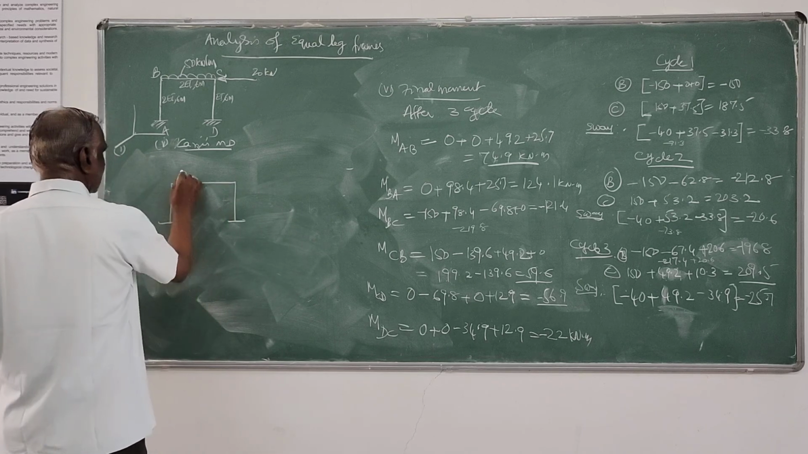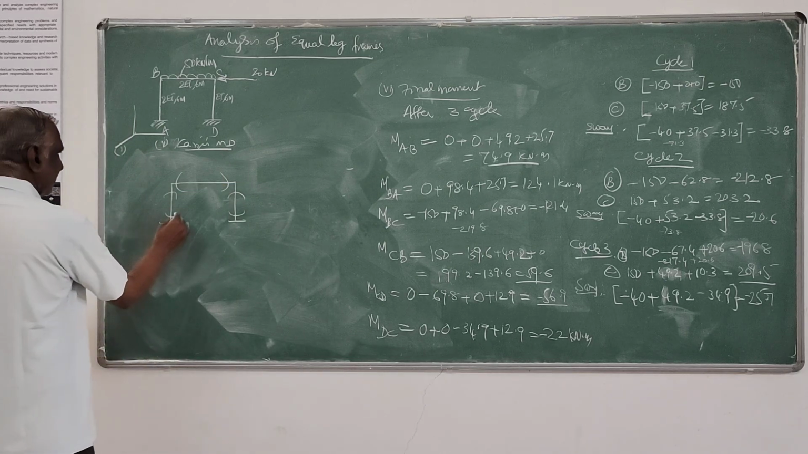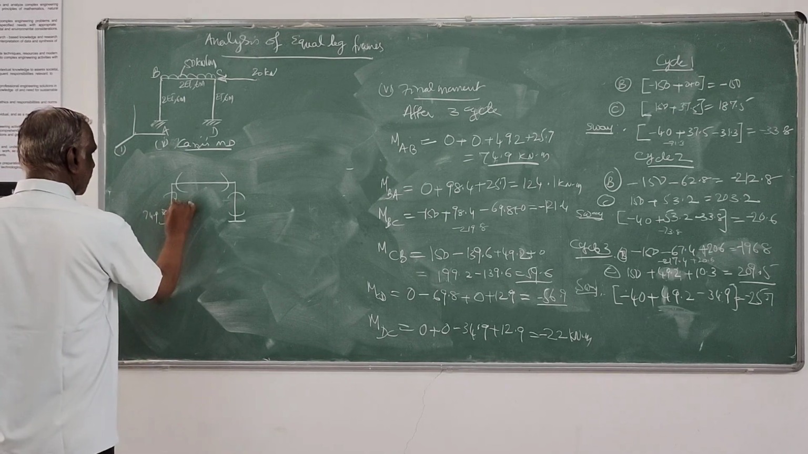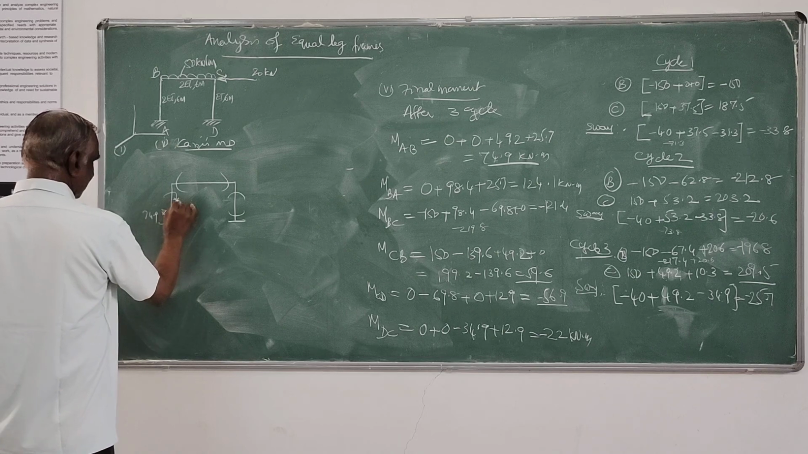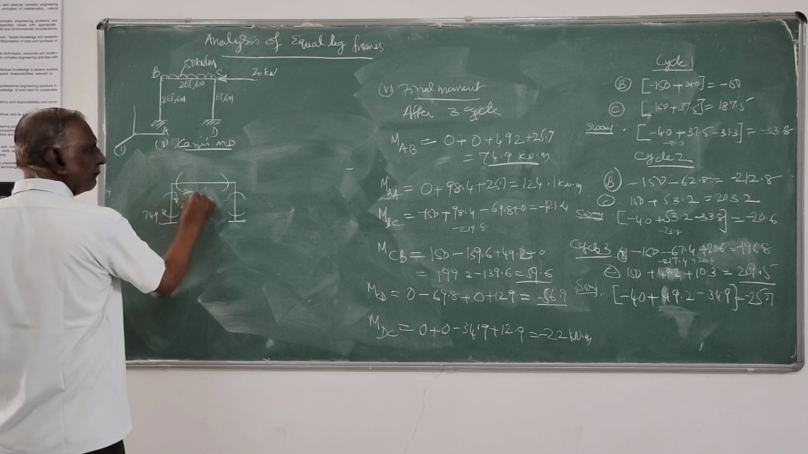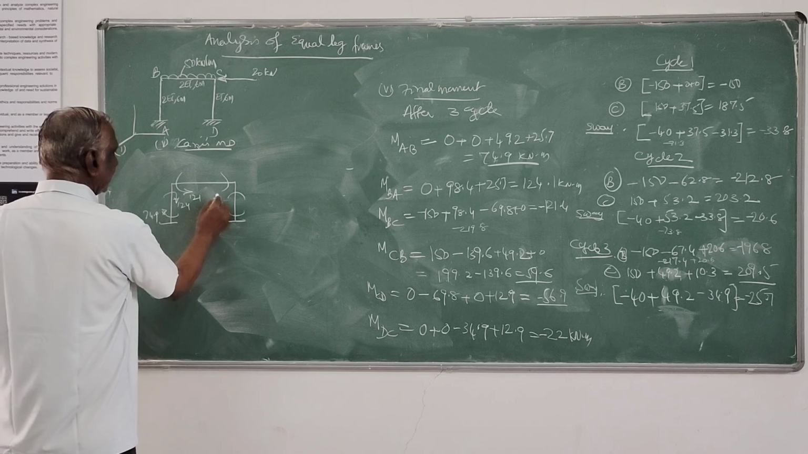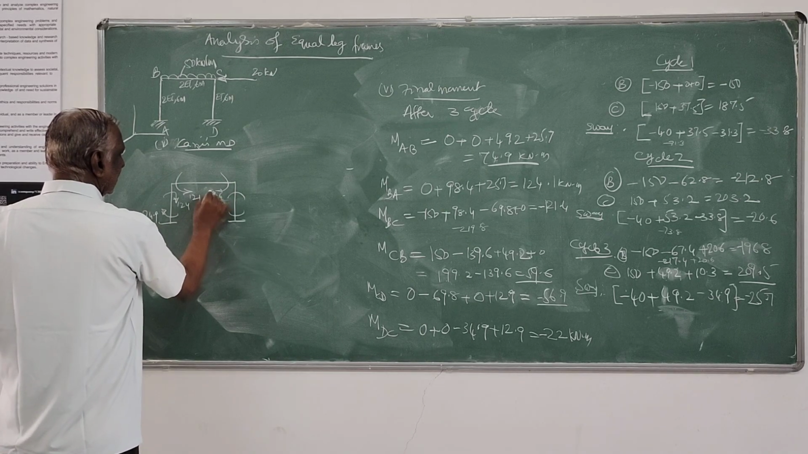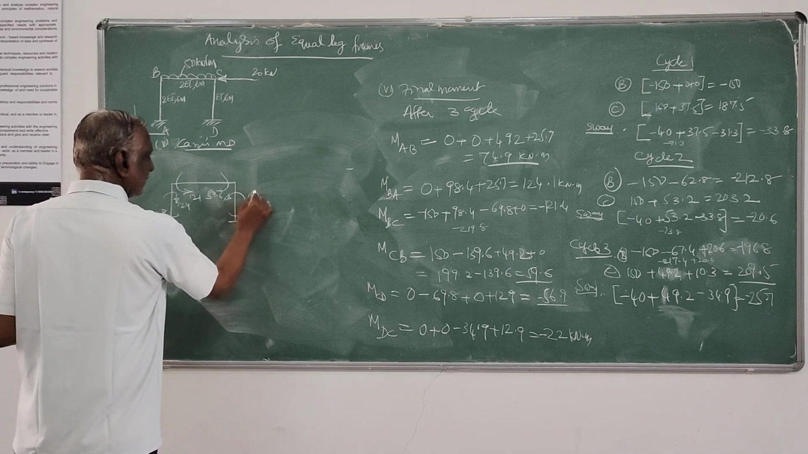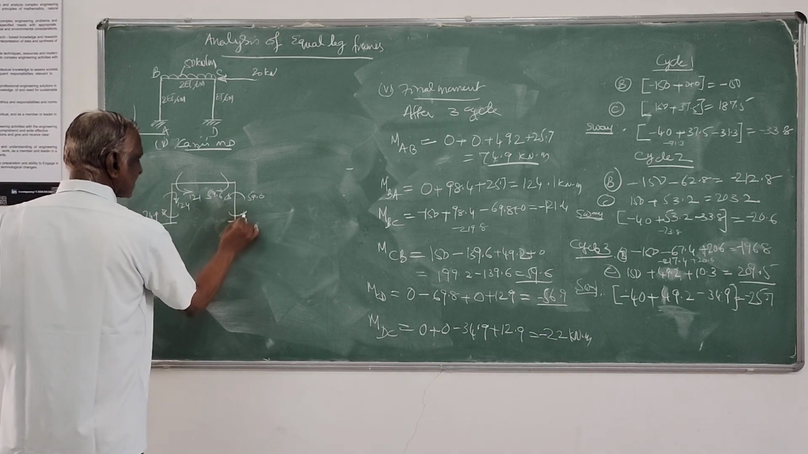So this is like this. MAB 74.9 clockwise, MBA 124.9. I will take somewhere 124, and here also 124. 121, and here 59.6 clockwise, here it is 59.6. Then here it is minus MCD, like this 59.6 it has to be. Then here it is 22, minus.